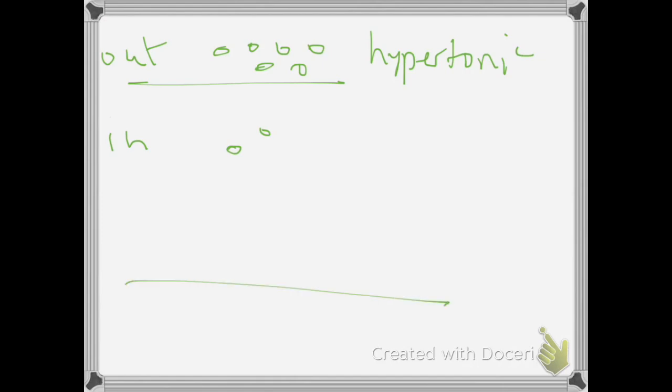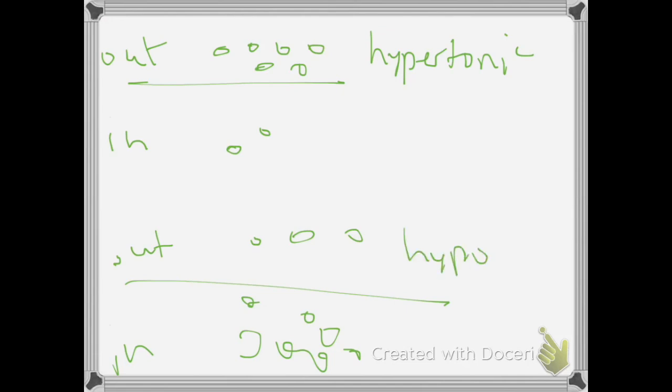Another picture that we could do is out and in, and this time we have a ton inside the cell and just a little outside. So in referencing the outside to inside, we'd say that this outside solution is a hypotonic solution, which means water is going to move this way, because we know hypertonic solutions suck water.